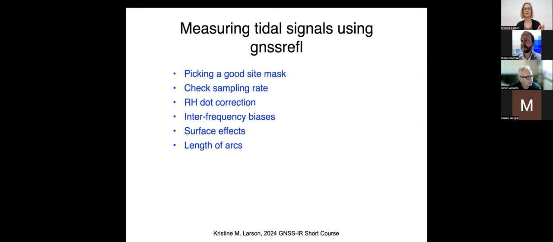There are issues. Again, it all starts with a good site mask, checking the sampling rate. I appreciate that Simon did that already for some of these sites, the H dot or H dot correction. And there are these interfrequency biases that we do remove. Now, I haven't said anything about removing the troposphere effect because I don't ask your permission to do that. I do it. It is true that it doesn't really matter if your site's only a meter or 2 meters, he's right. But you're going to have to try to turn it off. And in fact, my goal is to add better and better troposphere refraction models, so that you can use the one you prefer. This is not something to be ignored. It is something to remove, and right now it's removed automatically. There are surface effects, and the length of arcs is something you should think about. I'm glad that Simon brought that up because it's in one of my examples.